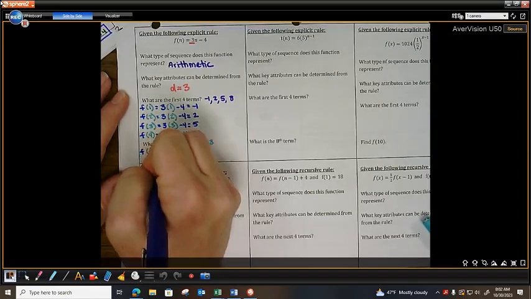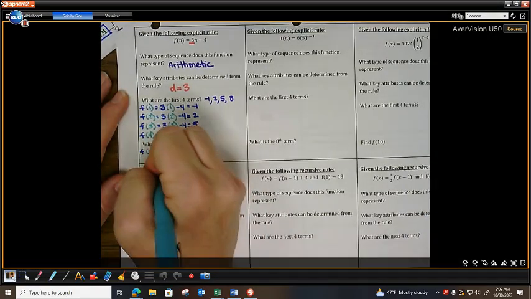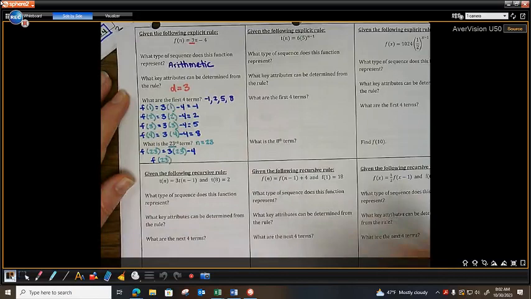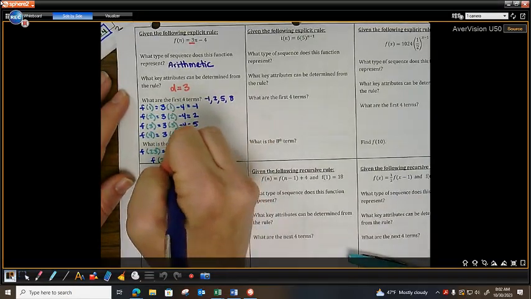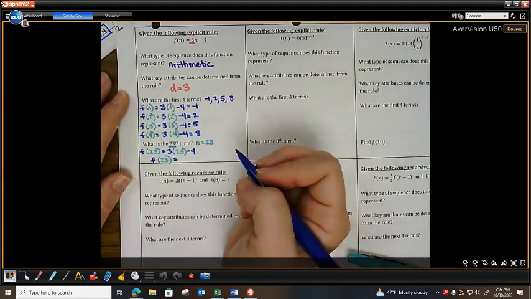So I get f of 23 equals what? What is it? 65.